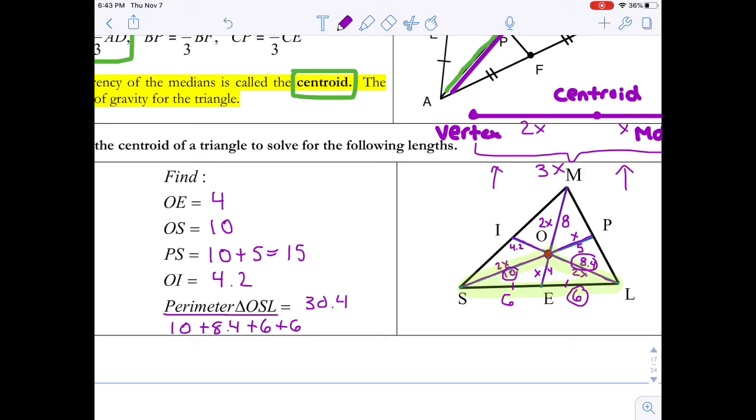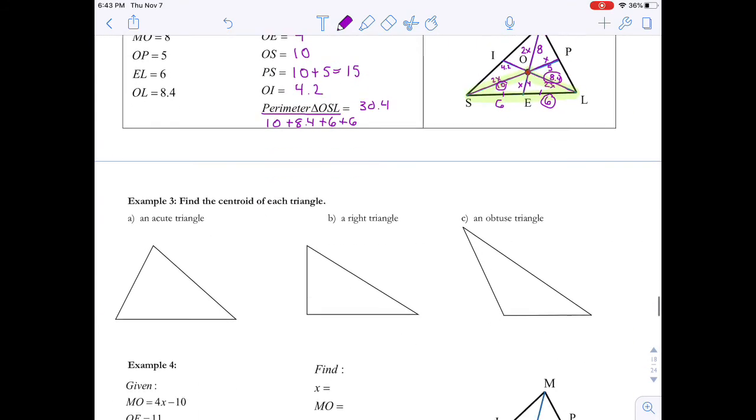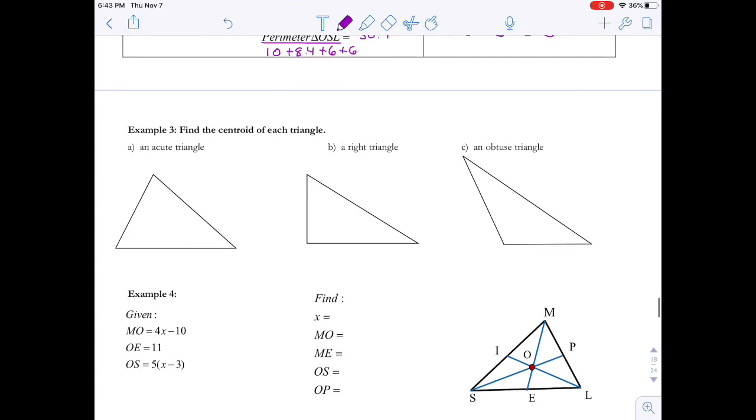You guys will get a very similar problem on your homework tonight. Next, we're going to practice finding the centroid of each triangle. So I'm going to have you guys do that on your own. I'd like you to pause the video right now and try to find the centroid on your own. Remember, that means you're going to draw the median from each vertex, and your lines should intersect at one point in the middle.